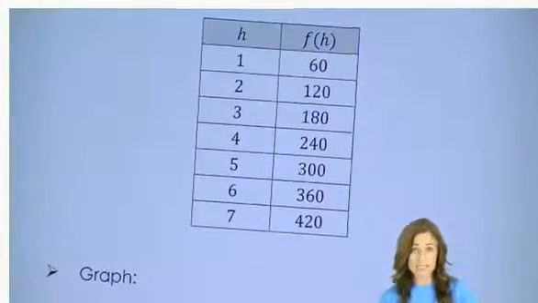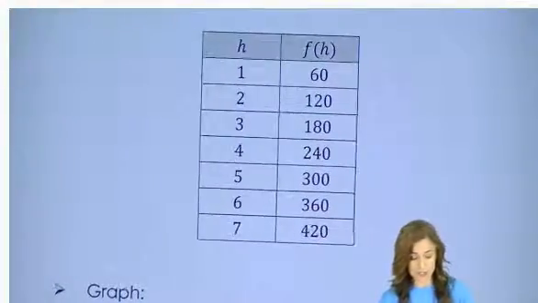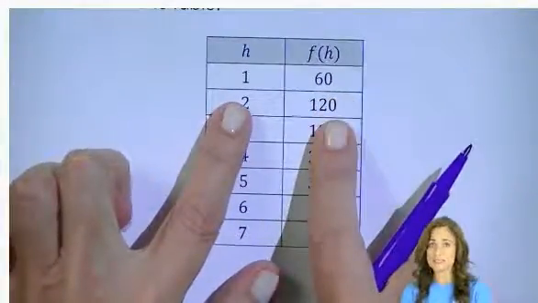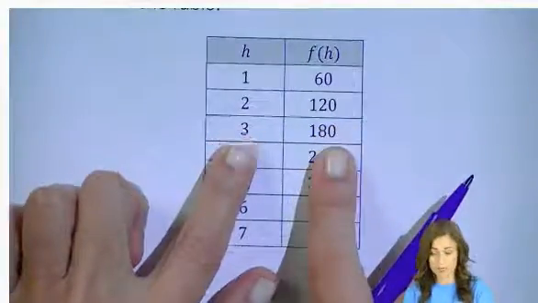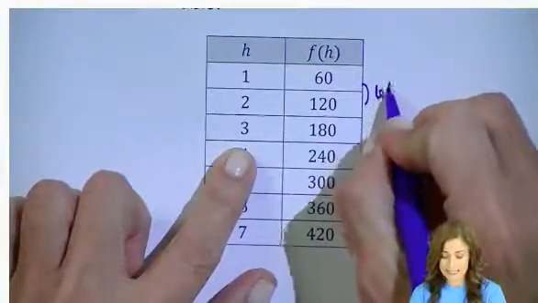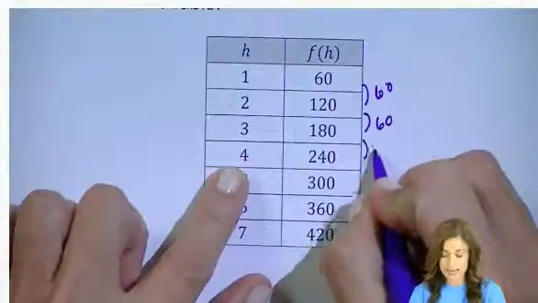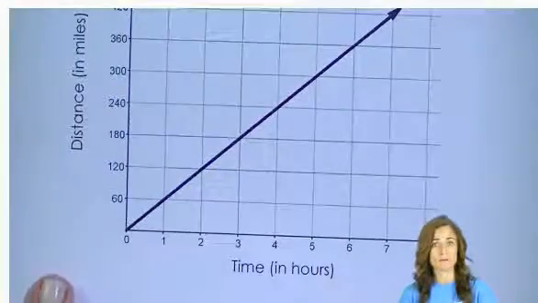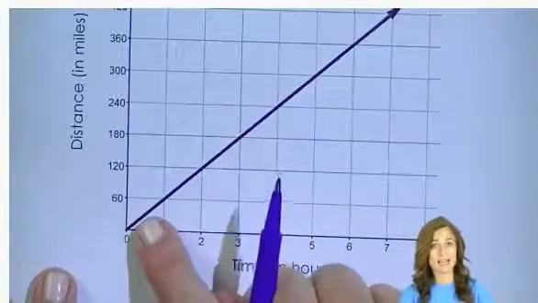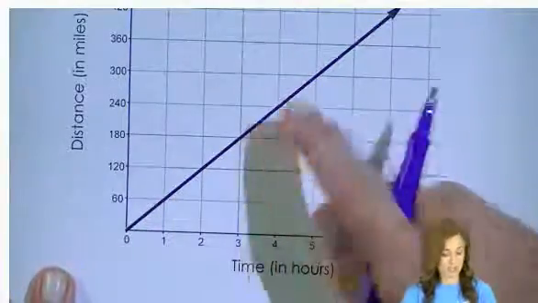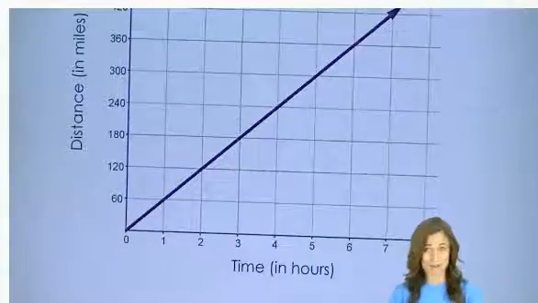Now the numeric table that would help us represent this function is listed here, and you see that it's that constant rate of change. In 1 hour, 60 miles. In 2 hours, 120 miles. In 3 hours, 180. You're going up by 60 each time. Every hour that passes, you're increasing by 60 miles. And when we look at the graph of the distance in miles traveled over time, it makes that linear function because it's that constant rate of change, going up by 60 every time.